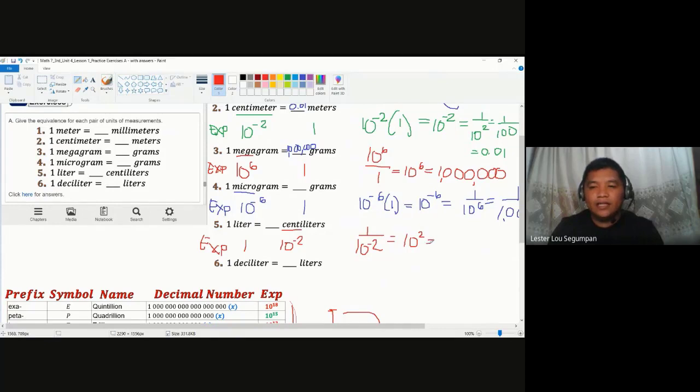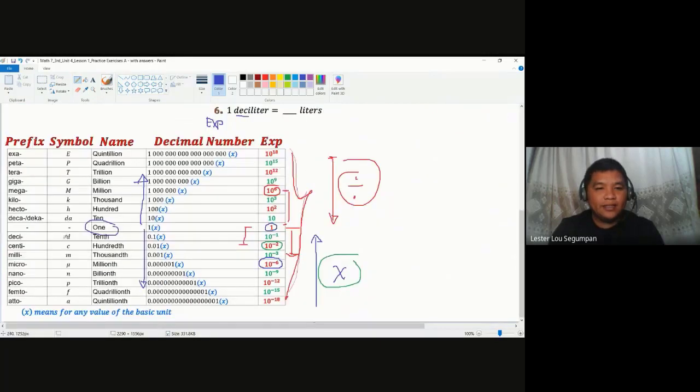And this is actually 10 times 10, or 100. This means that there are 100 centiliters in 1 liter. And finally, for number 6, the exponentiations for deci. So go back here. Deci is here, 10 to the power of negative 1 here. So let's have 10 to the power of negative 1 to liters, which is actually 1.